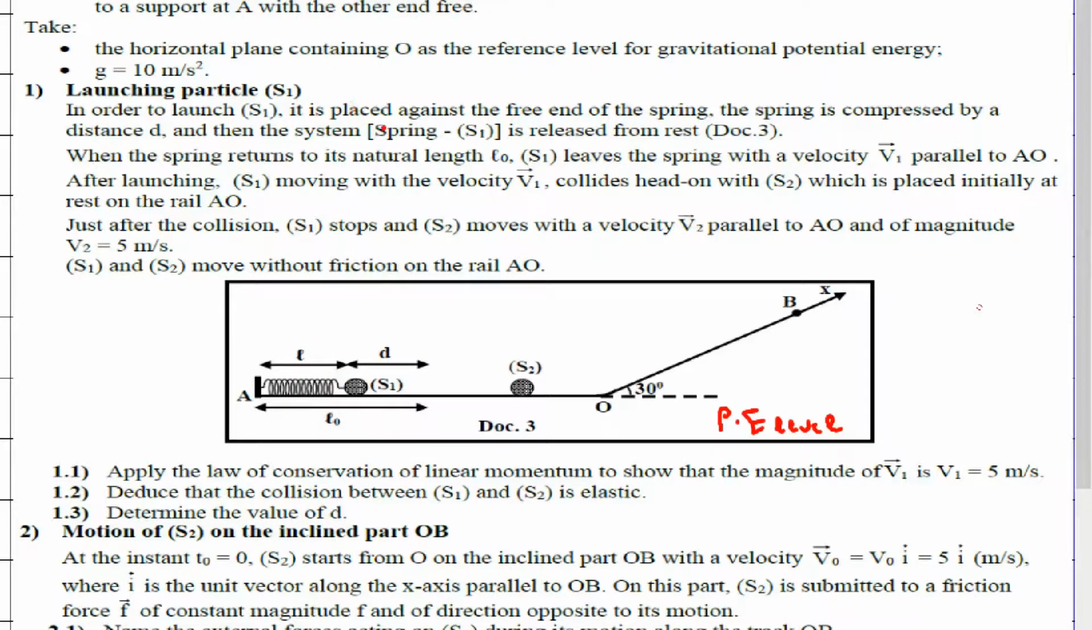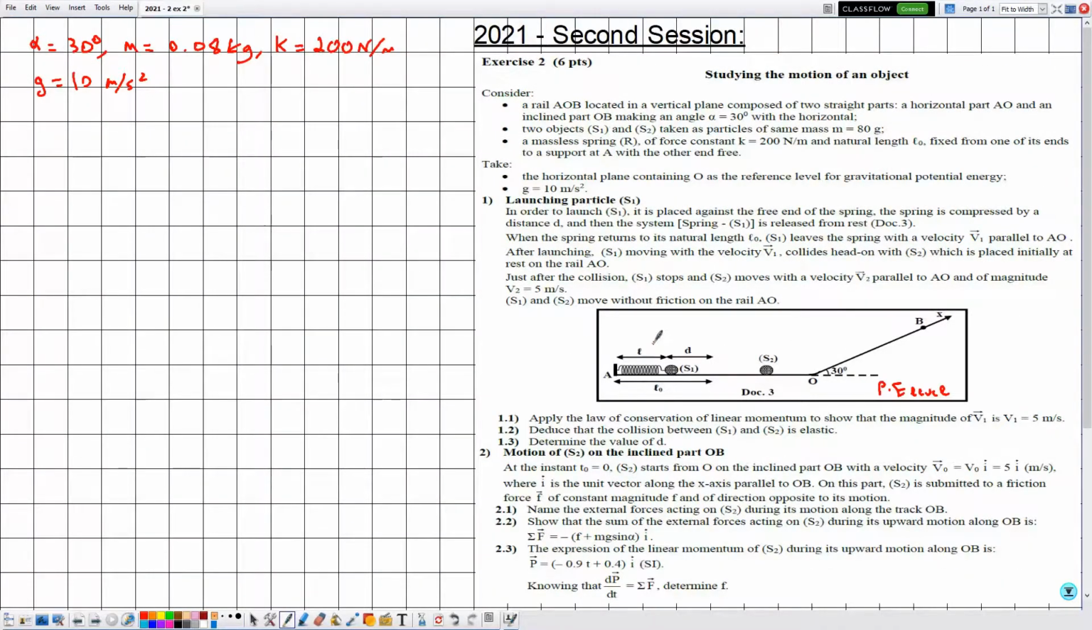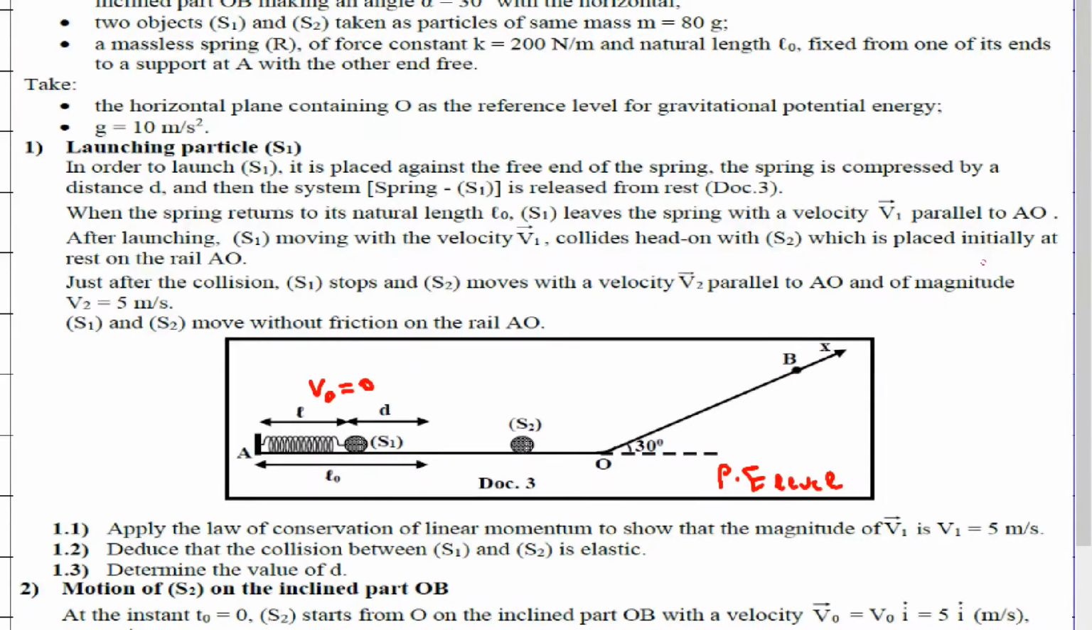And then the system spring-S1, so they have mentioned the system that we are working with, which consists of S1 and the spring, is released from rest. So after we compress the spring by the distance d and connect it to S1, it's released from rest. Released from rest means that there is no initial speed, which means that the kinetic energy is 0. Whereas because the spring is compressed, it has elastic potential energy.